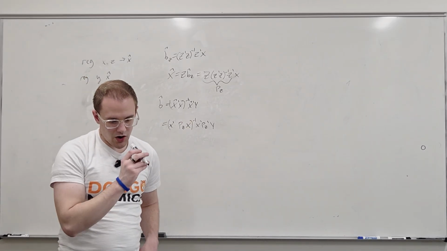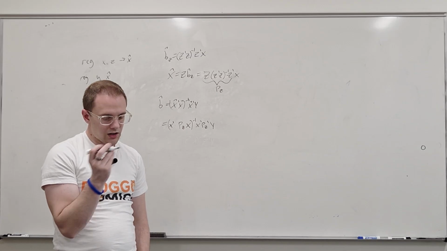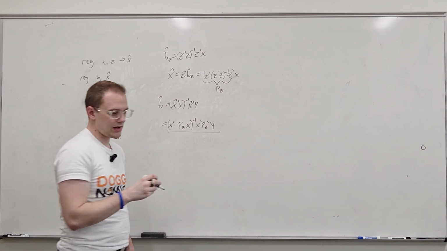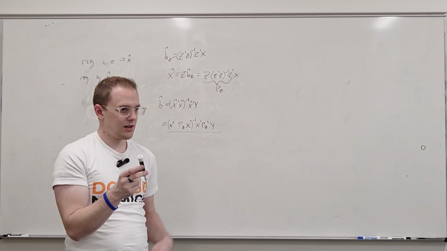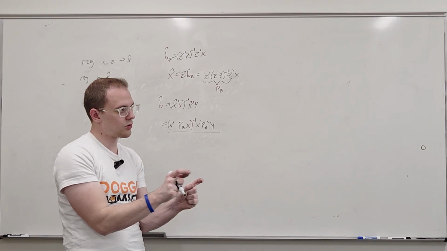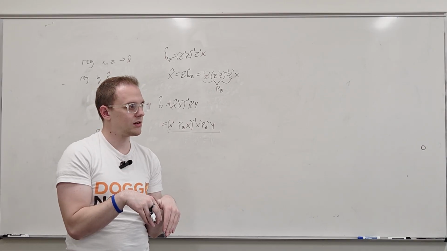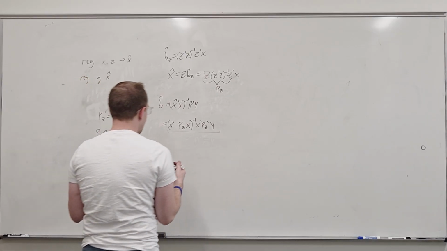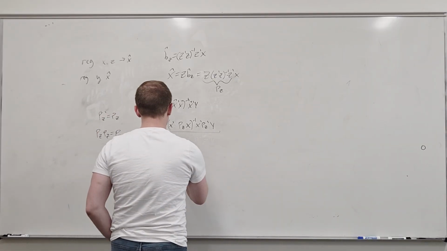Okay, so what do we do now? Well, let's talk about the just identified case. Just identified means that if you have just as many instruments as you have endogenous regressors, then Z transpose X is going to be square and it's going to be invertible as well. That's what happens when you're just identified.